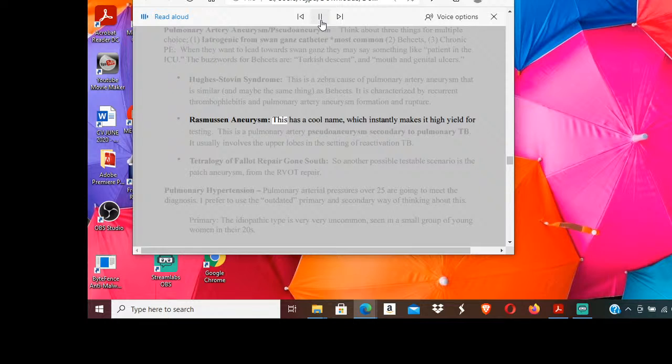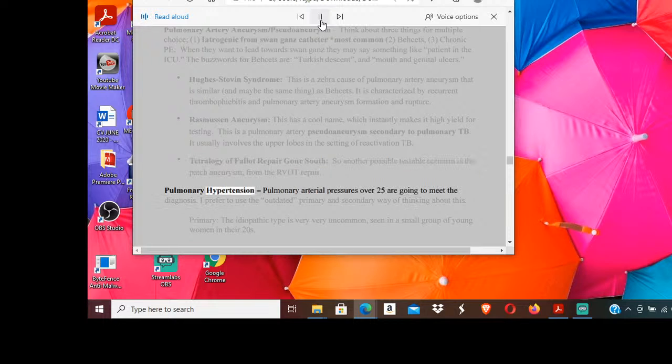Rasmussen aneurysm. This has a cool name, which instantly makes it high yield for testing. This is a pulmonary artery pseudoaneurysm secondary to pulmonary TB. It usually involves the upper lobes in the setting of reactivation TB. Tetralogy of Fallot repair gone south, so another possible testable scenario is the patch aneurysm from the repair.